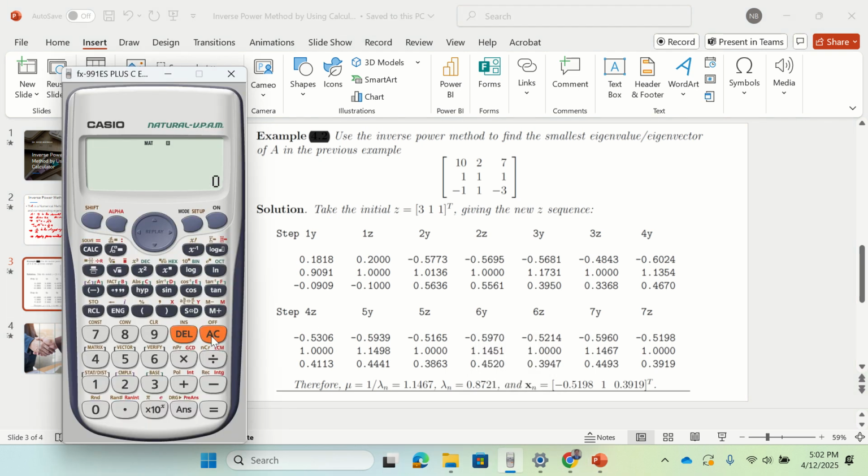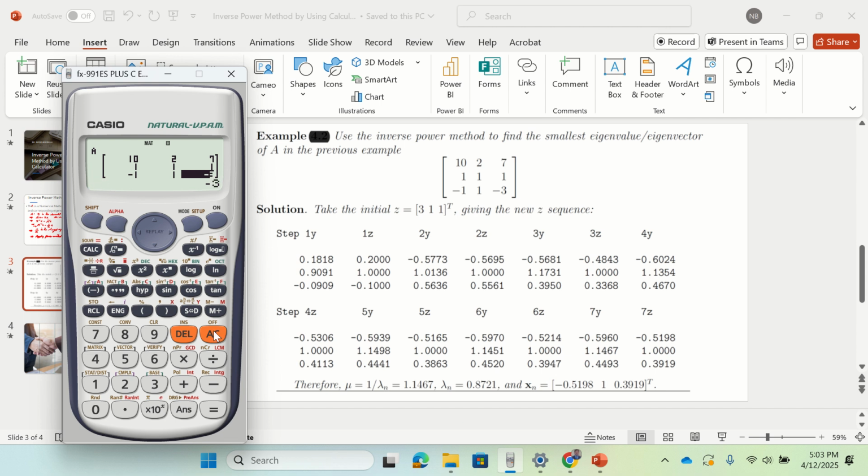The calculator must be in matrix mode, so first go to mode, then go to 6, and then it will ask about the matrix. So we just give matrix A to it, so press 1. We are looking for order 3 cross 3, so I'll press 1, and then it gives me the matrix. I'll input the matrix, already there, but I'll repeat it: 10 2 7, 1 1 1, -1, 1, -3.